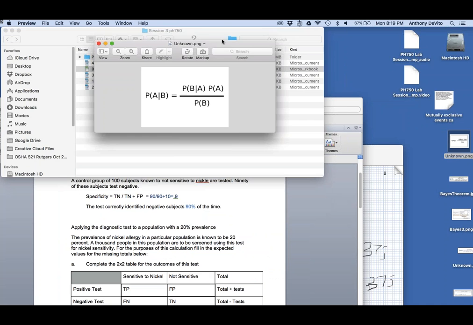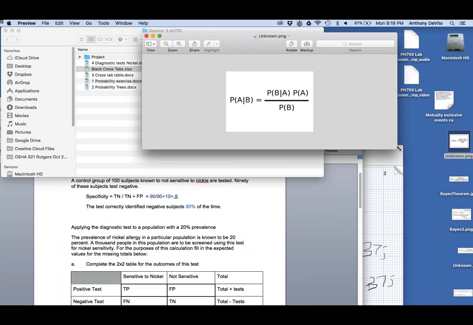There is a relationship that describes conditional probability. This is called Bayes' theorem. This is a way of calculating a conditional probability. So let's read this. What does this say? That pipe symbol, that up and down straight bar over there, is called a pipe, and it means given that. The probability of B given that A has occurred.